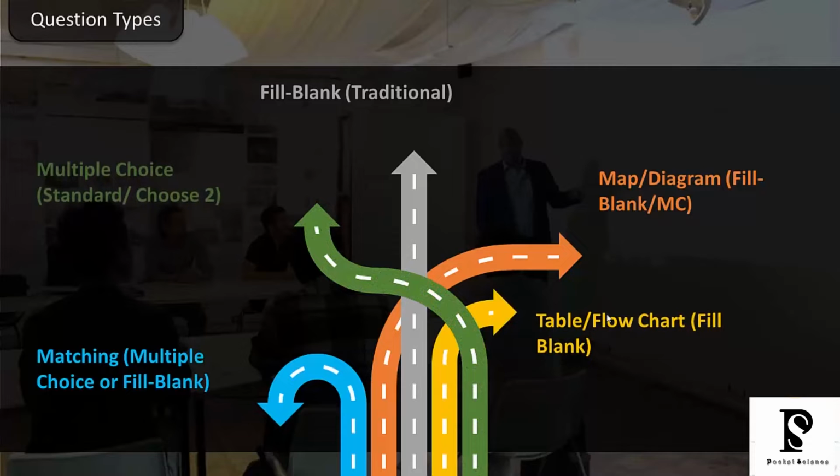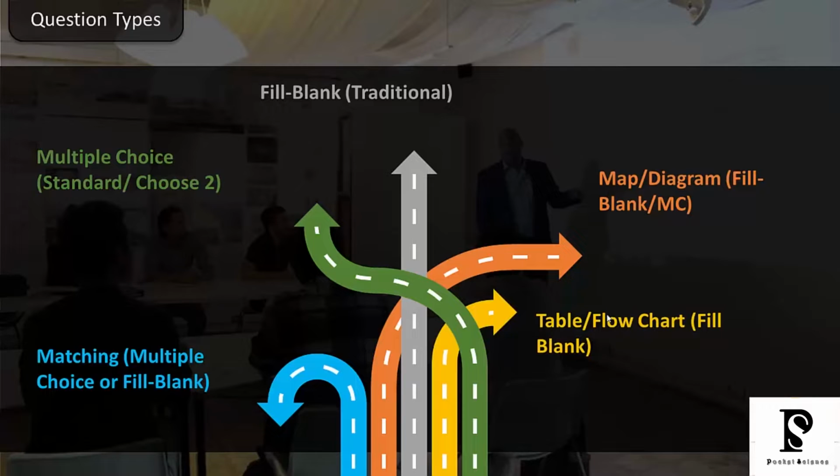They all are some variation of a fill the blank or multiple choice question. You have the fill the blank traditional question, where it's a sentence that's either in the middle of the sentence, or a blank line at the end. You also have a map or diagram, which could be fill the blank or multiple choice. You have a table or flow chart, which is fill the blank.